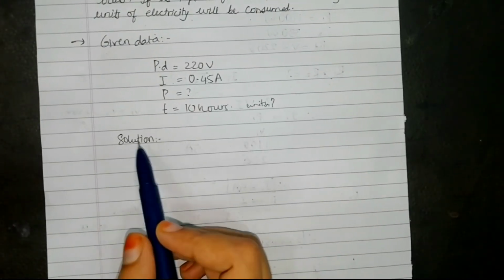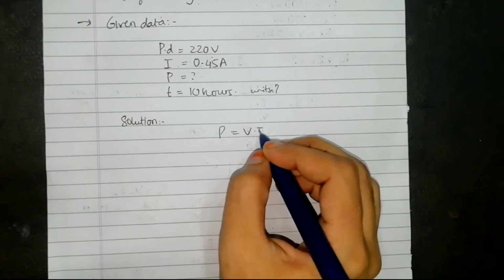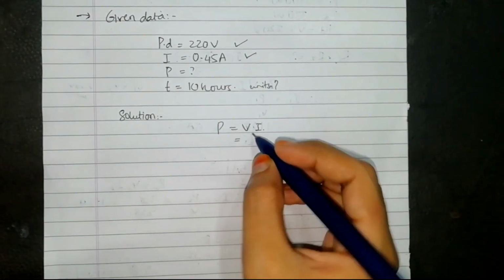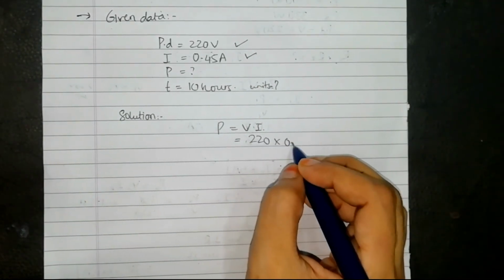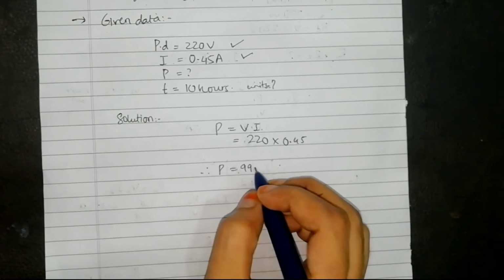Okay, so now moving to the solution, we have the formula power is equal to V into I. We have the value of voltage and the current as well. So substitute it, 220 into 0.45. We will have the power equal to 99 watts.